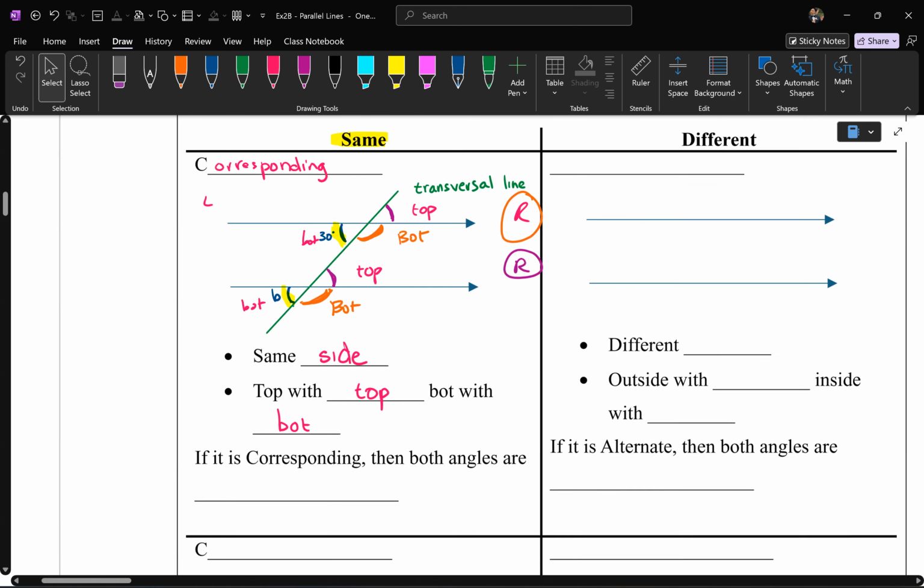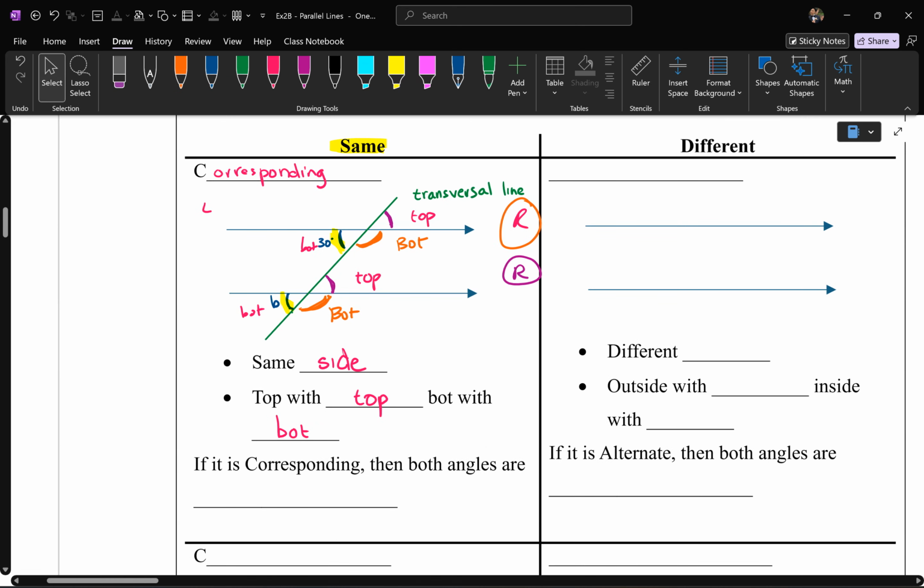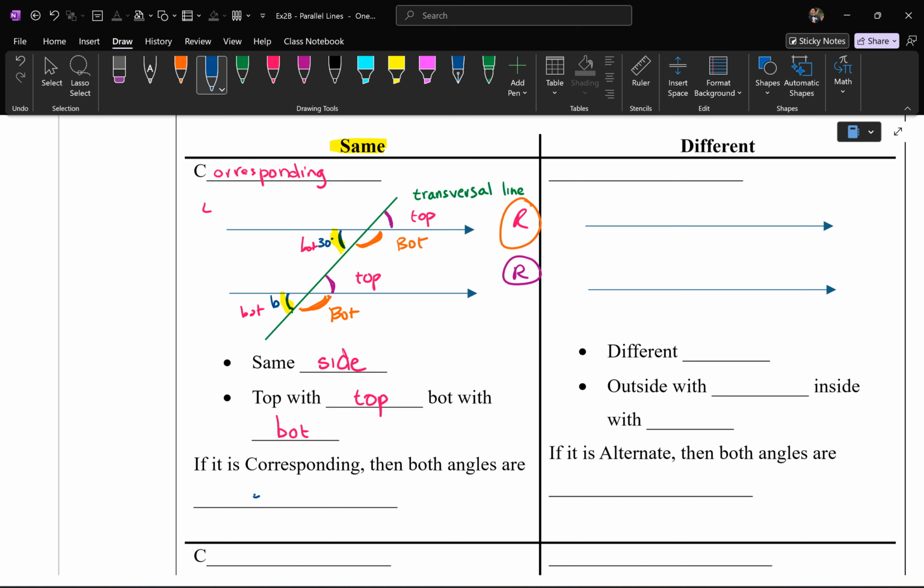Now, if they are corresponding, why do we need to know if it's corresponding or not? It's because we know when they're corresponding, the angles are equal. It means that when I said this is 30 degrees, that means that B is also 30 degrees. If this obtuse angle was 150, then this angle down here must be 150 as well. That's why we like corresponding. Okay, so that's a property. That's the first one.